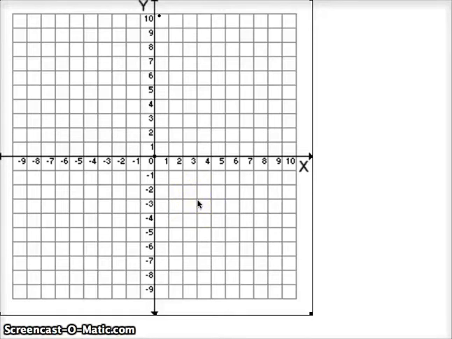This video is going to talk about parallel and perpendicular lines and give you some example problems that you'll probably see on some tests. So first, let's talk about the theorems.